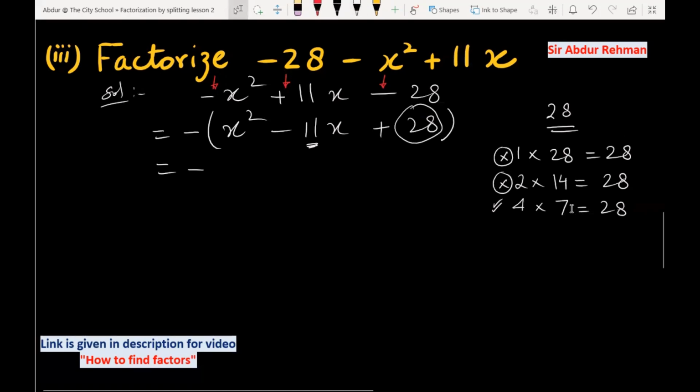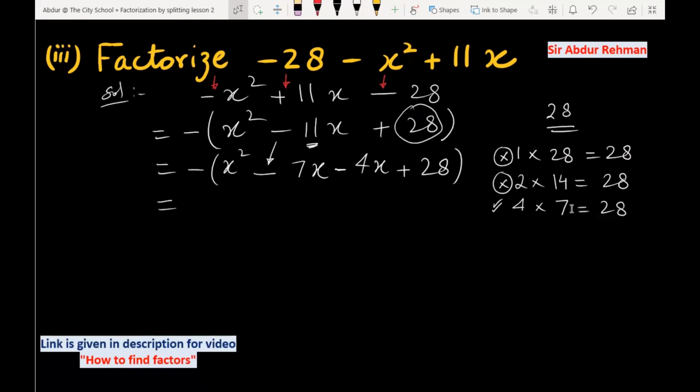The step is minus x square. First you have to copy this sign. This is minus. Now write down the larger factor, which is 7x. And second, the smallest factor is 4x. But what is the sign in between 7x and 4x? Since you are going to add, the sign must be minus: minus 7x minus 4x is minus 11x. Now plus 28 is copied.